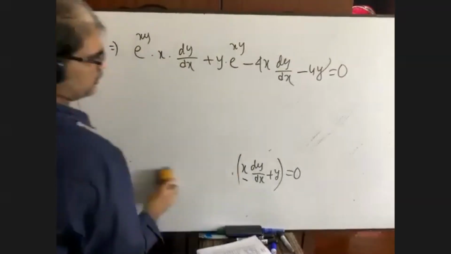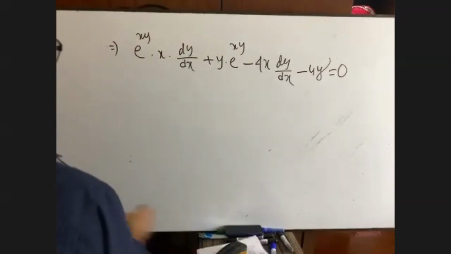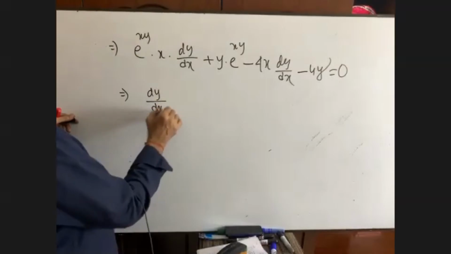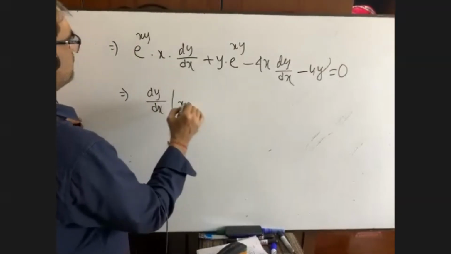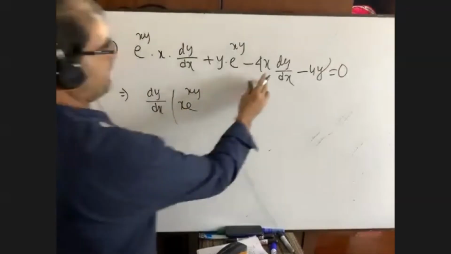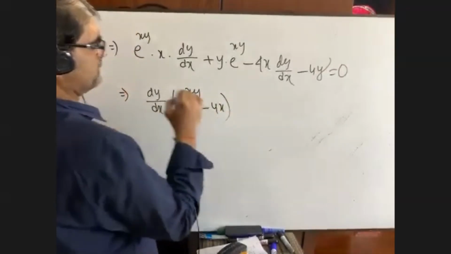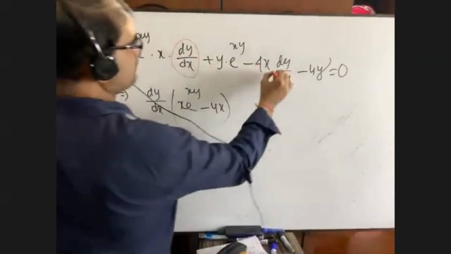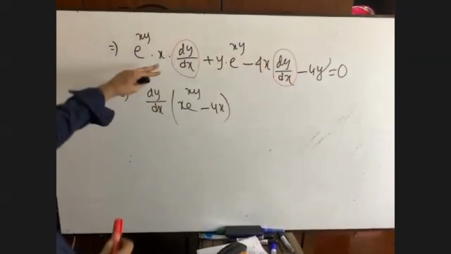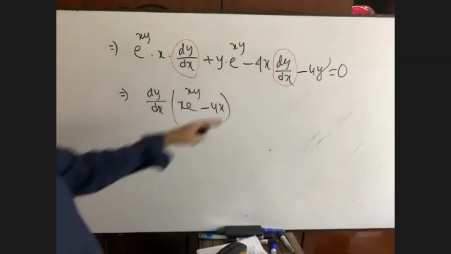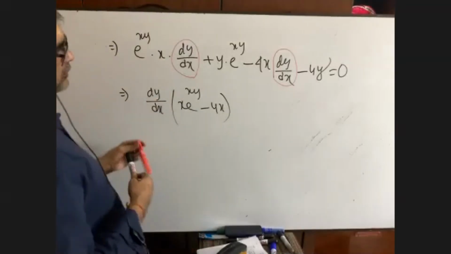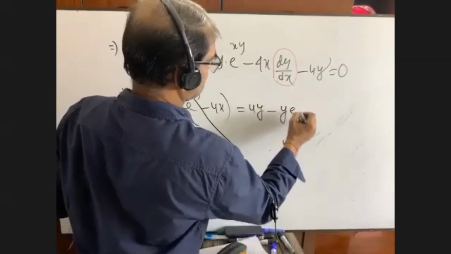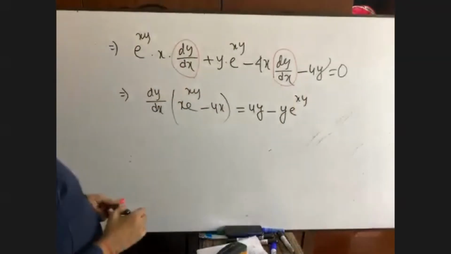Now from this equation you find dy by dx. So we can write down here dy by dx, we are left with x e to the power xy, and here we are left with minus 4x, right? Dy by dx has been taken common. This is dy by dx, this is dy by dx. So we are left with x e to the power xy, and here it is only minus 4x, which is equal to 4y minus y e to the power xy. Okay?